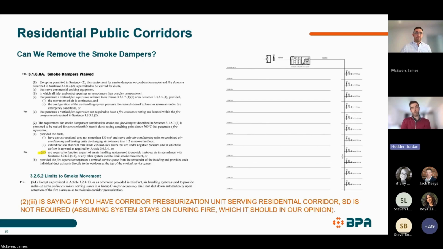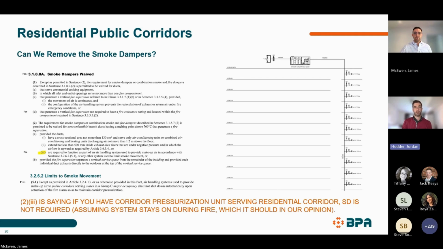Residential public corridors. So a handful of years ago, this was a bit of a struggle until there was an amendment to the code. So if we describe the system, on the right-hand side, we have a makeup air unit. It serves the residential corridors on a number of floors in a building. We have branch takeoffs, providing makeup for all the suites. And the question is, do we need to have a smoke damper on all those branch connections onto all the floors? The answer is you don't need to have smoke dampers.